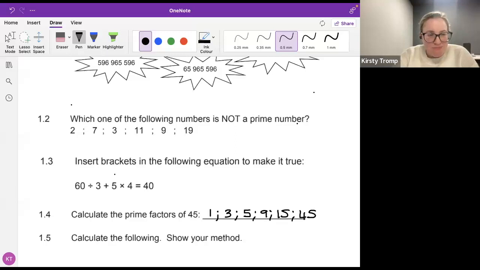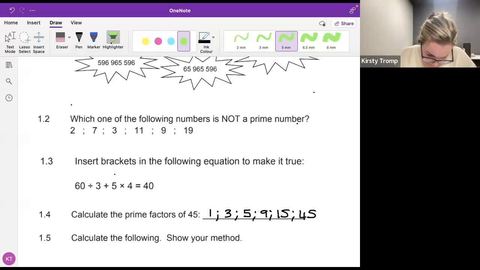Mr. Hugo, would you agree with me that these aren't the prime factors? I would agree. I'll definitely agree with you. Okay, so I'm going to let Mr. Hugo explain, and I'm going to highlight while Mr. Hugo explains why they're not the prime factors.